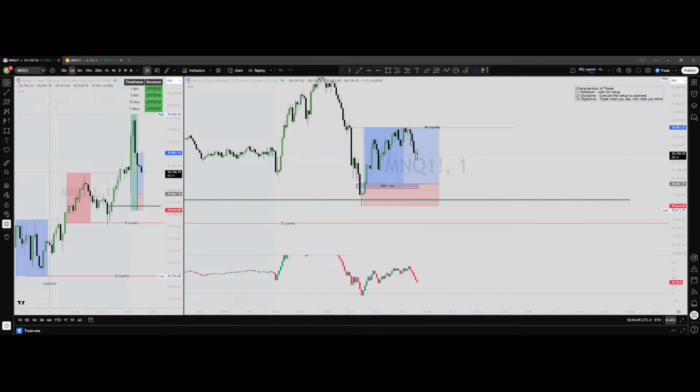Be patient. You will get your opportunity. When you get your opportunity, you will take money out of the market. Just like yesterday, it just took 4 minutes for us to make that 75 points. 4 minutes.